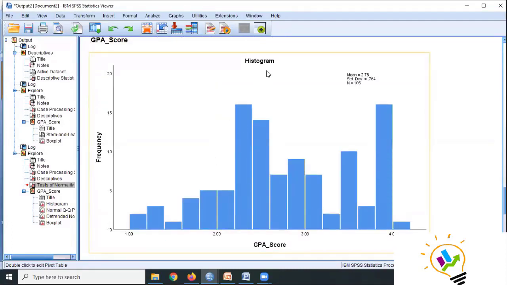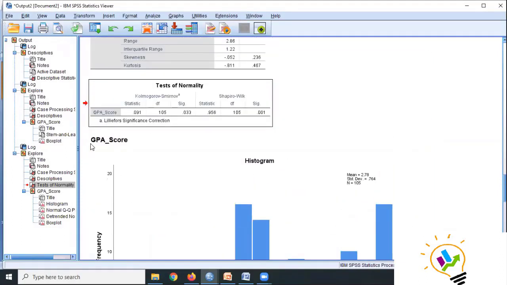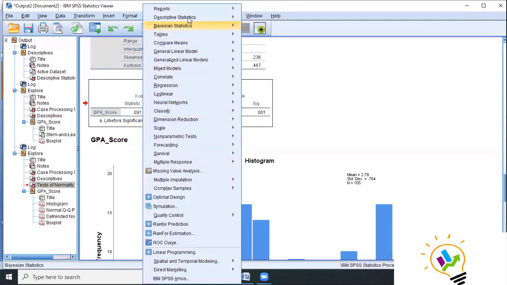And you can see this histogram. This is not in a bell form. Okay, madam? Yes, sir. This is not in a bell form. So we can easily conclude that the GPS score is not normally distributed, right? Now, we can do it for other variables also.